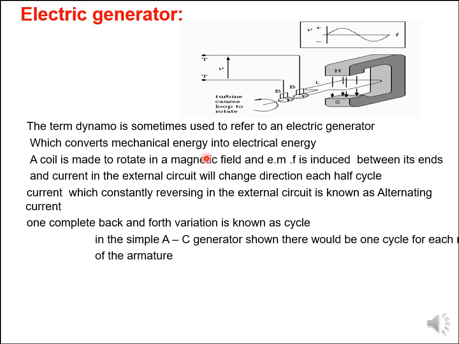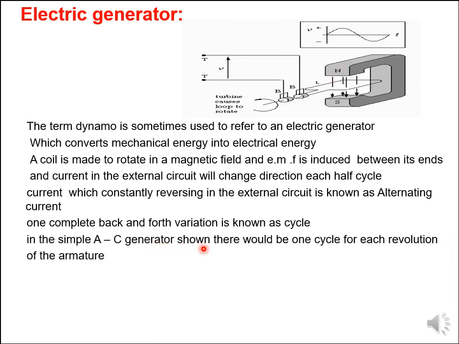In the simple alternating current generator shown, there would be one cycle for each revolution of the armature. Each revolution of the armature, the rectangular coil, produces one cycle of current like that. The AC ordinarily used in houses is 60 Hz. That means the frequency of the alternating current used in houses is 60 Hz.